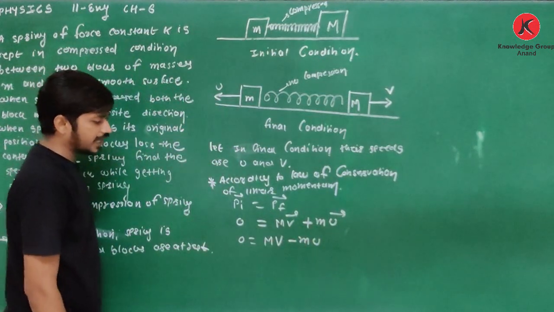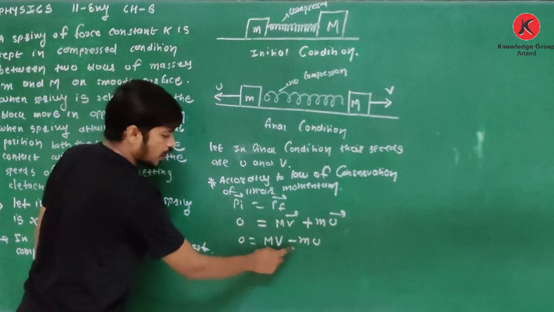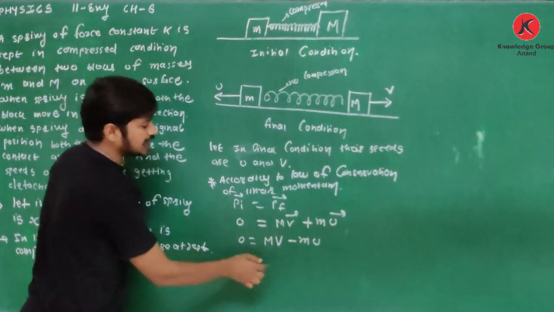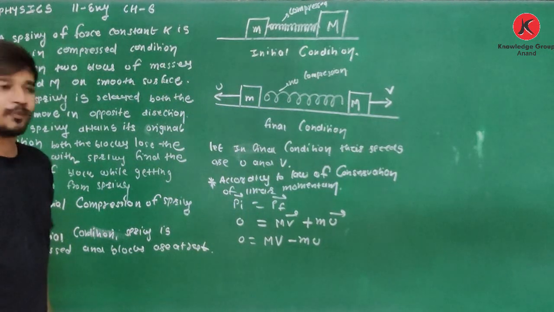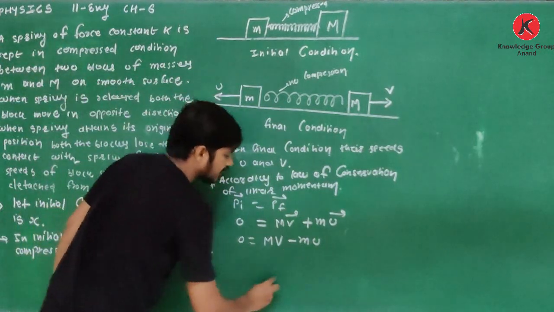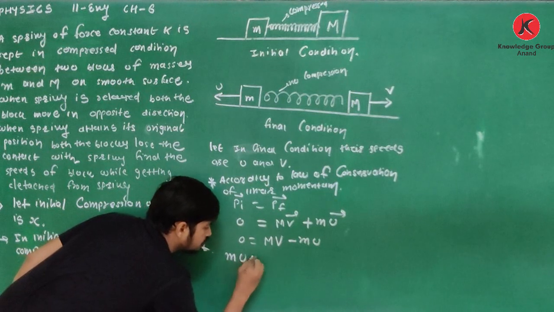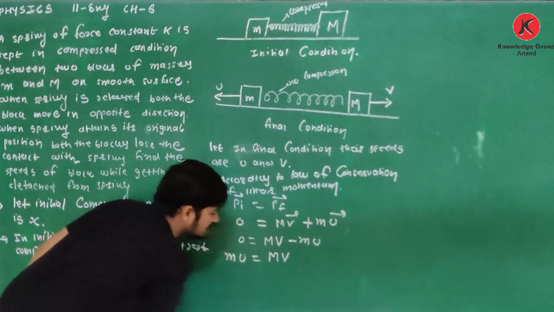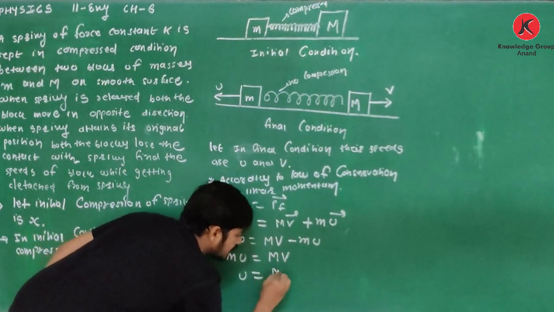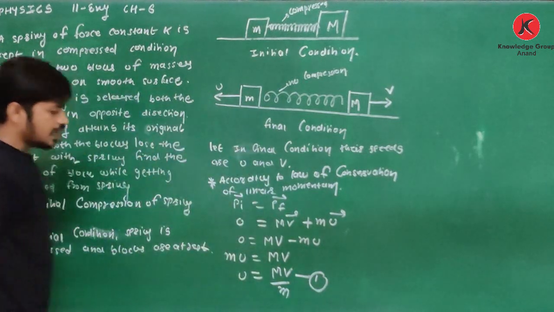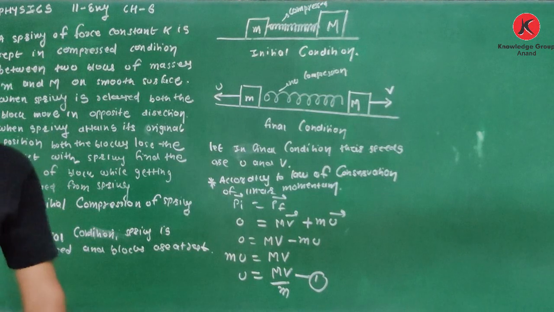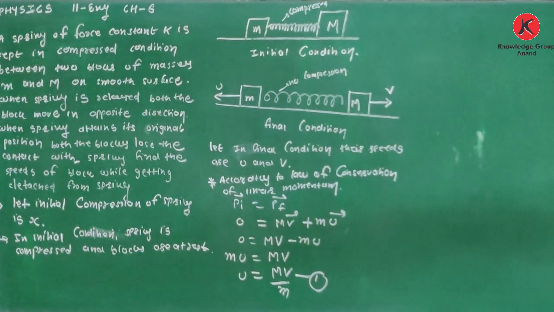So it is mv minus mu. Why minus sign? Because this v and u are in opposite directions. So if you take mu to this side, mu is equal to mv. Now make u the subject, then it is mv upon m. Equation number 1: u is equal to mv upon m. So it is the first equation.